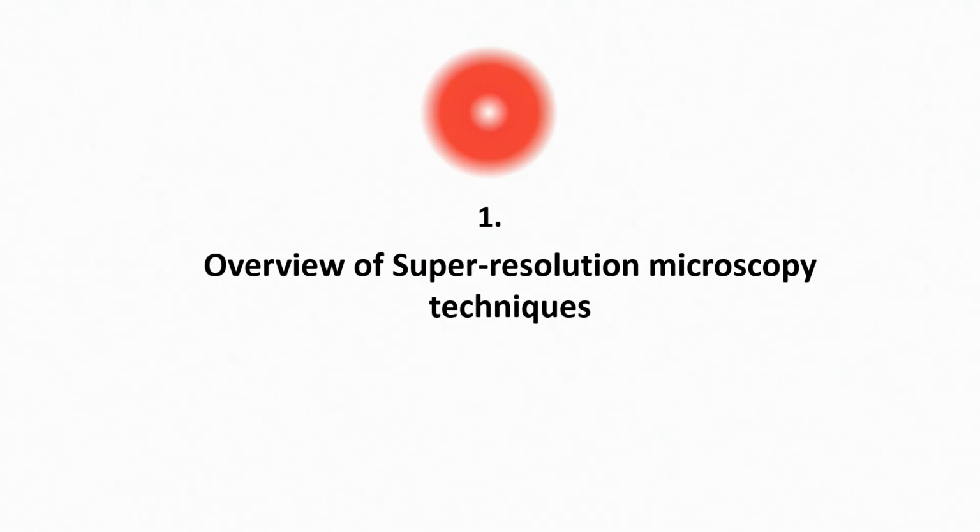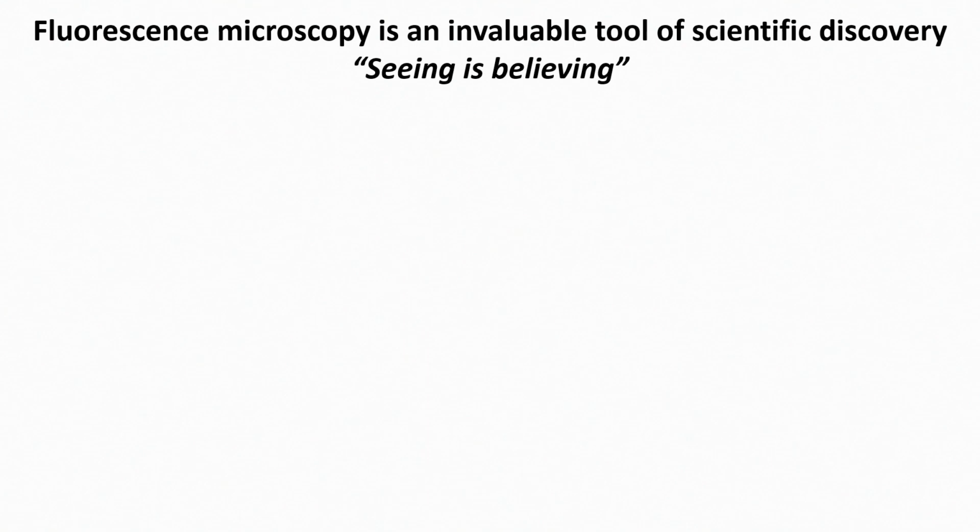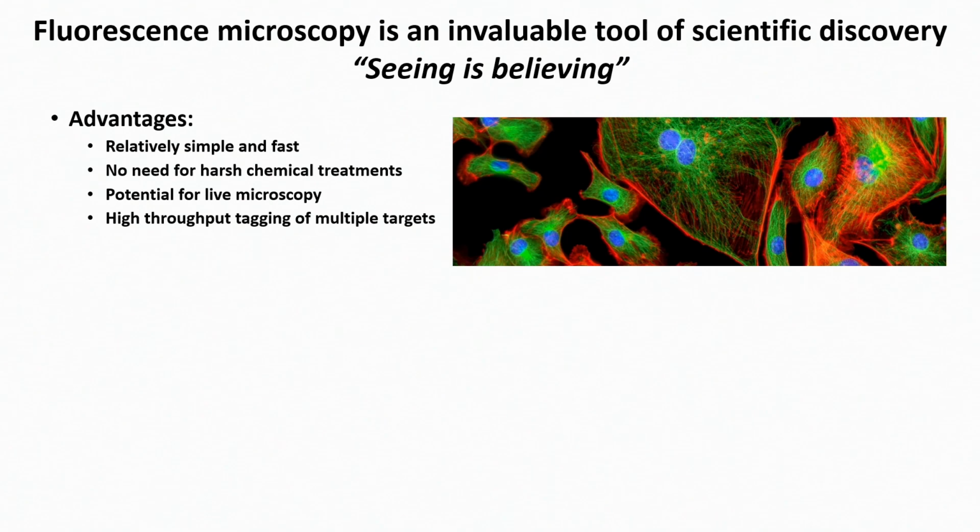So, an overview of the super-resolution microscopy techniques. I'm sure all of you are aware that fluorescence microscopy is a really invaluable tool of scientific research. Basically, seeing is believing, and all of us have seen amazing images of microscopy. The advantages of fluorescence microscopy are that it's a relatively fast technique, with no need for harsh chemical treatments, like, for example, in electron microscopy. Very importantly, the potential for live cell microscopy is there, so we can study things in a much more relevant context. And of course, there is the high throughput potential for tagging of multiple targets.